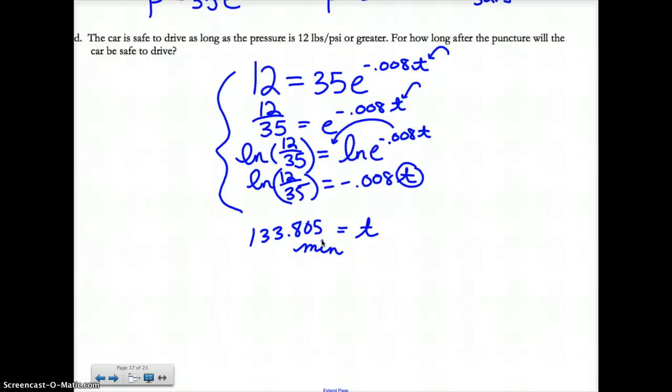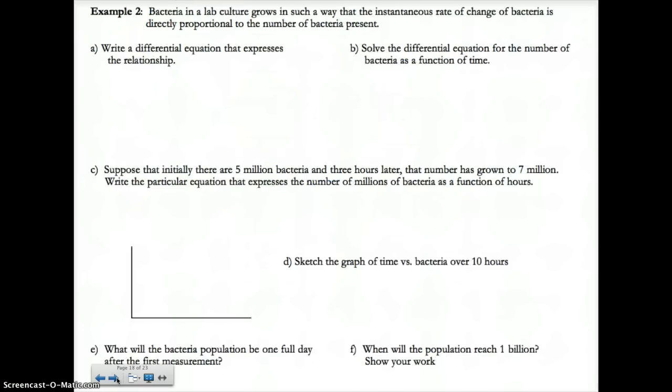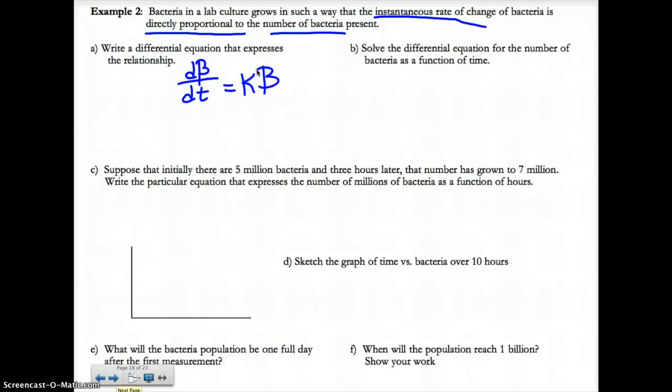All right, so I'm going to go to the next one here. How much time do I have? I'm at 10 minutes. So now I've got bacteria in the lab, and it says that the instantaneous rate of change, which would be dB, I'm going to use B for bacteria, over time, rate of change of the bacteria is directly proportional, K, to the number of bacteria present, B. That's my differential equation. All right?